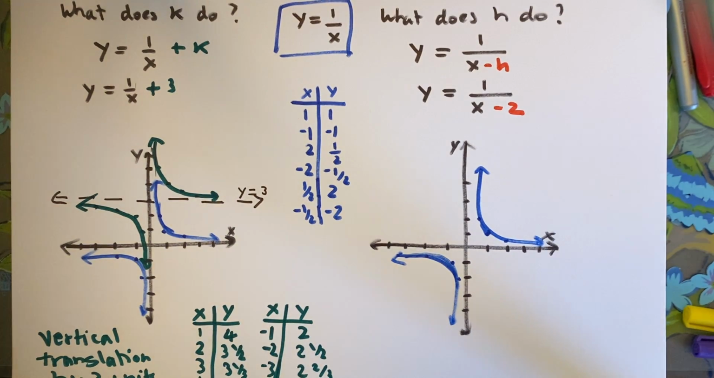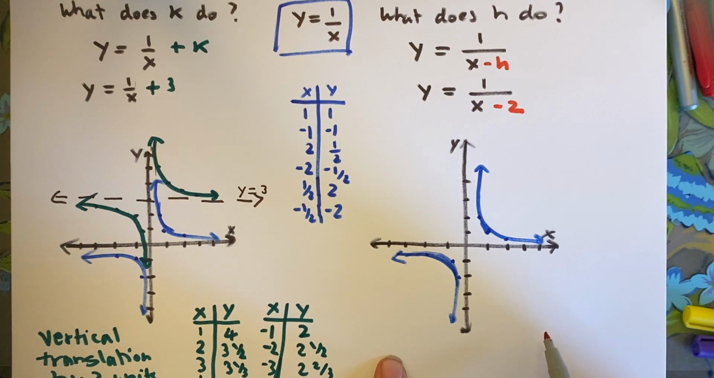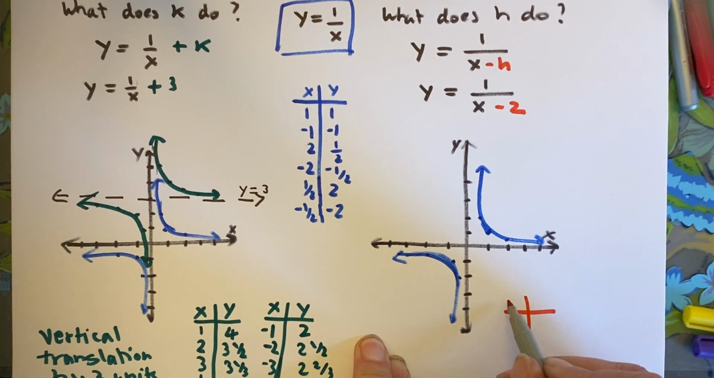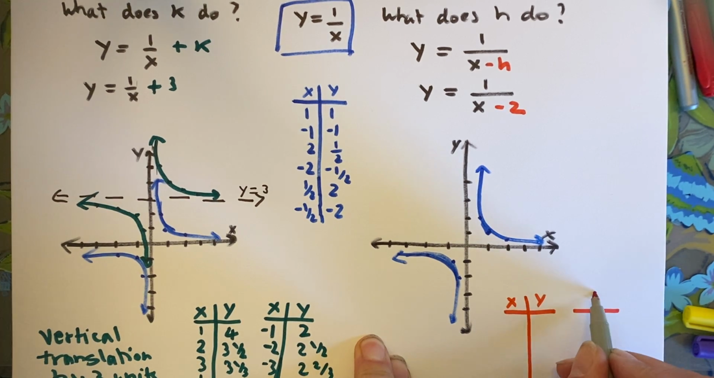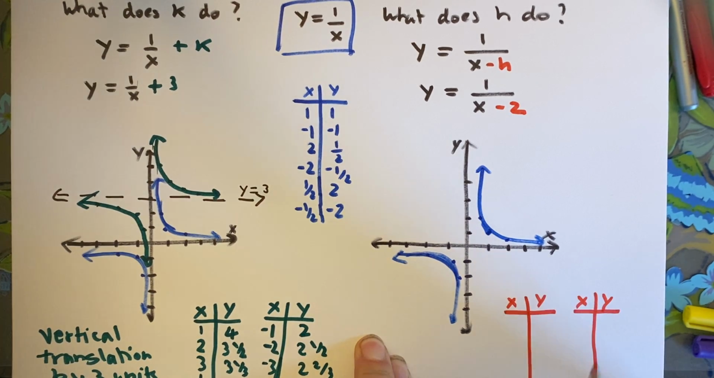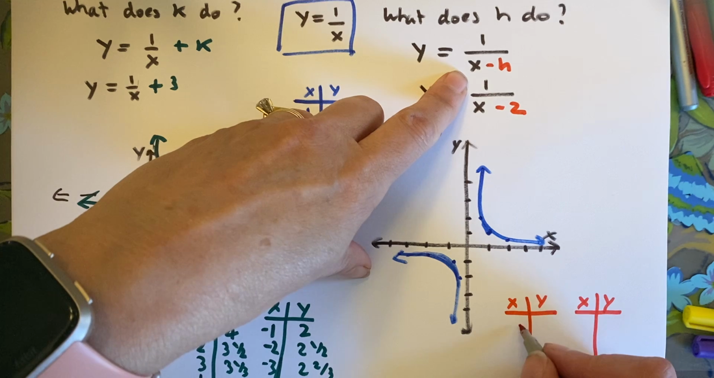Well, what does h do? We know what it's going to do because we've seen what it does before, and it's going to move things to the side. But let's look and see what happens. So as I did before, I'm going to do a little table of x and y values. I'm going to do the positive side and the negative side. So let me start with 0. Now, one of the very interesting things here is that you can actually use 0.